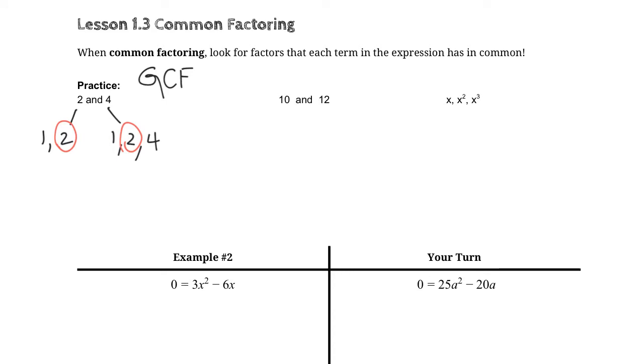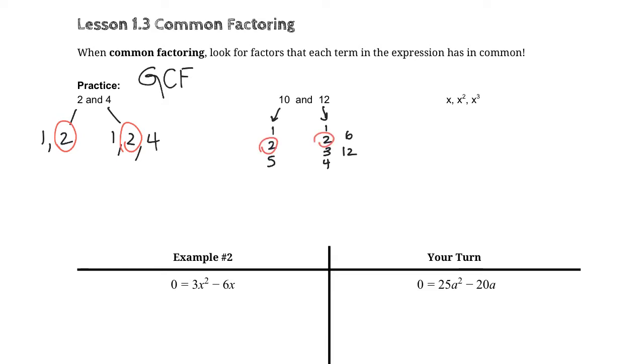We're going to do the same thing for 10 and 12. So I've gone ahead and listed out the factors for 10 and 12. So for 10, we have factors of 1, 2, and 5. And for 12, we've got 1, 2, 3, 4, 6, and 12. So again, we're going to look at both of our lists and pick out the greatest number that they have in common. So the biggest number that they have in common, again, would be 2.